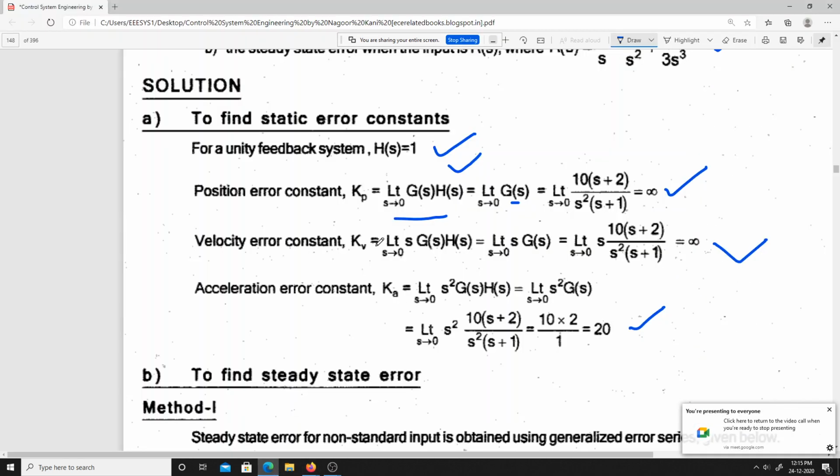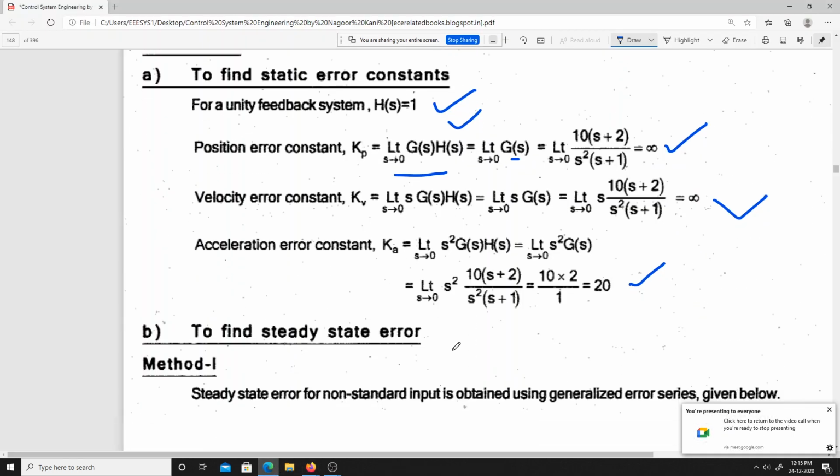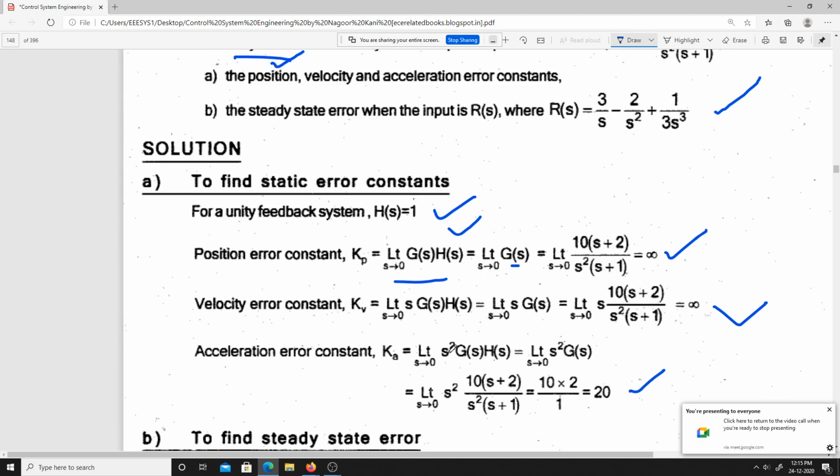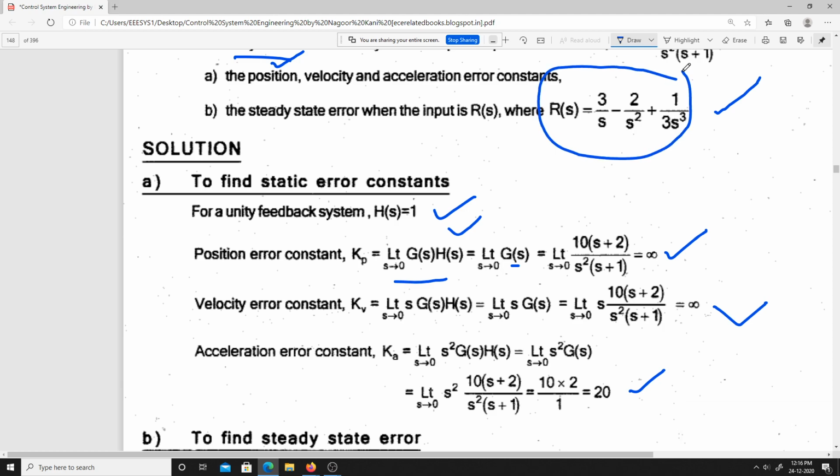Okay, fine. Now that first job, finding the error constants, is completed. The next job is to find the steady state error, and they have given the input. The input is R of s equals 3 by s minus 2 by s square plus 1 by 3 into s cube.